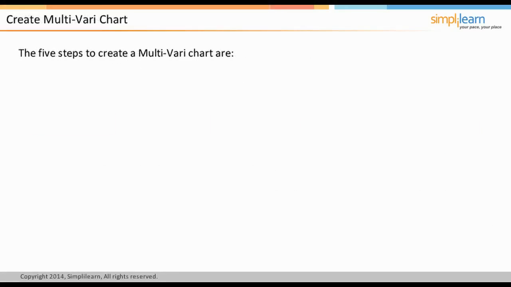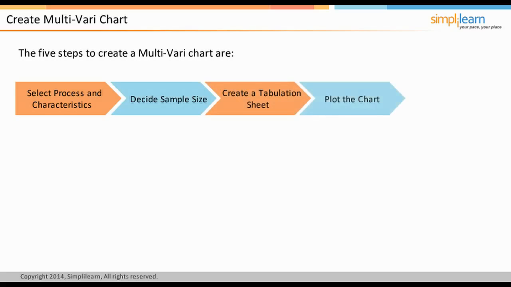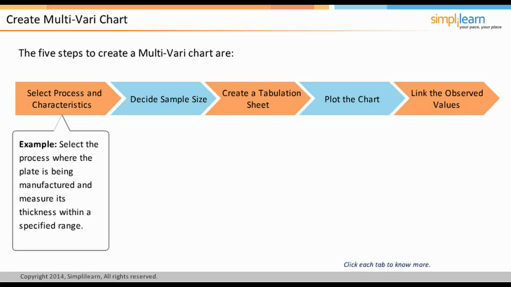We will learn about creating a multi-vari chart in this screen. The outcome of multi-vari studies is the multi-vari chart. It depicts the type of variation in the product and helps in identifying the root cause. There are 5 major steps involved in creating a multi-vari chart. They are select process and characteristics, decide sample size, create a tabulation sheet, plot the chart, and link the observed values. Click each step to learn more.